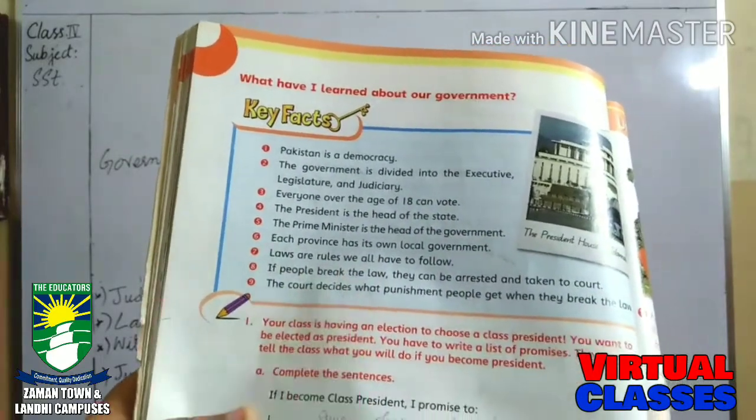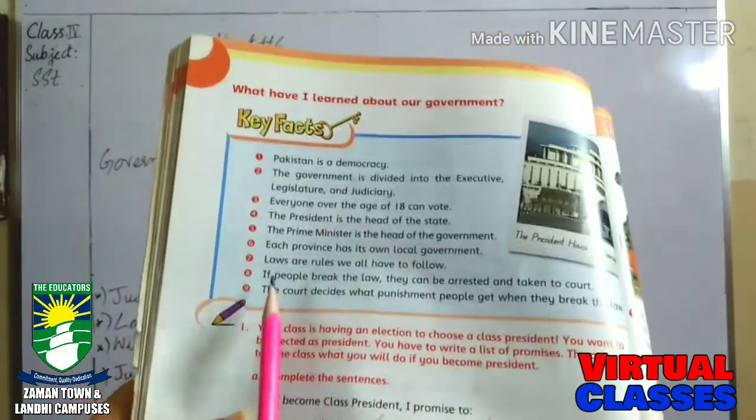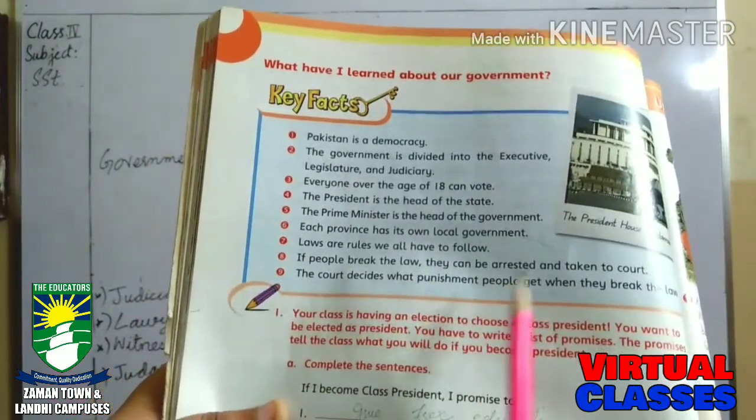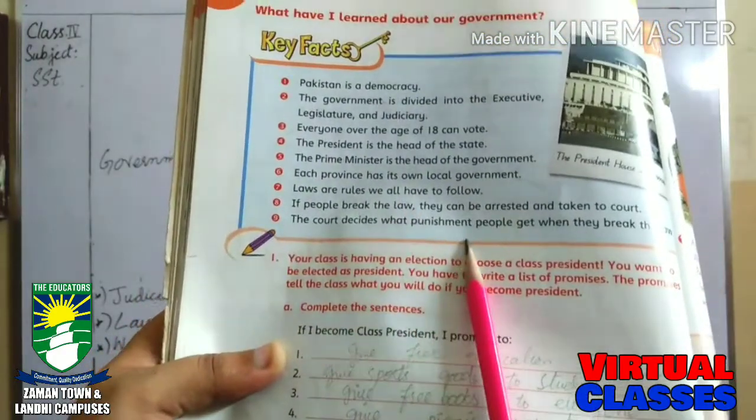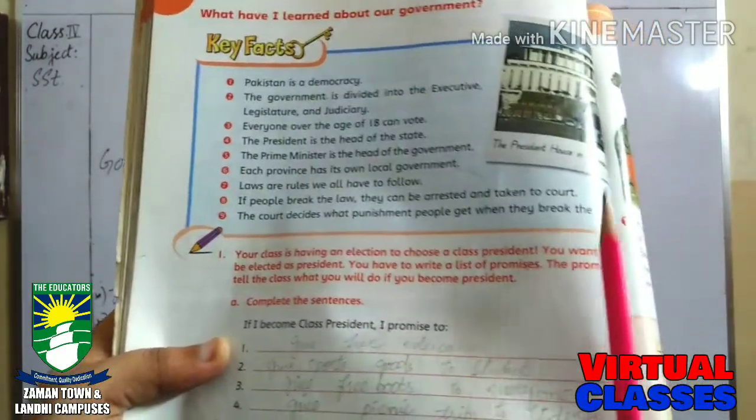Laws are rules we all have to follow. If people break the law, they can be arrested and taken to court. The court decides what punishment people get when they break the law.